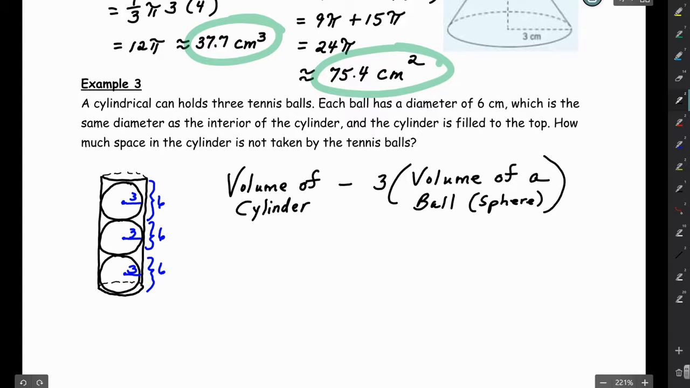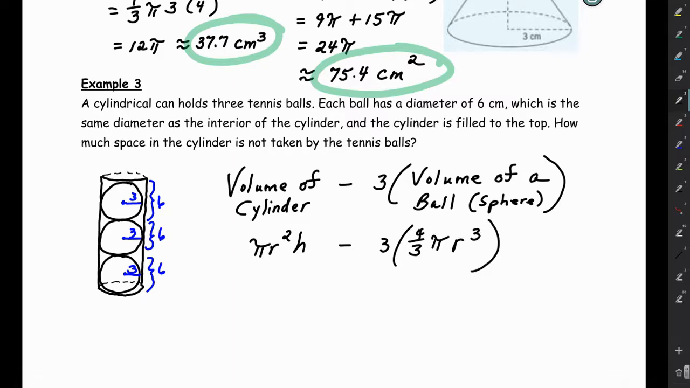So we're going to use our formula booklet to write out these formulas now. The volume of a cylinder is pi r squared h, and the volume of a sphere is 4/3 pi r cubed. And then we're just going to fill it in like we've done for everything else. The total height of our cylinder is 3 times 6, 6 plus 6 plus 6, that gives us 18. 3 times 4/3, that's just going to leave me with 4 pi and then r cubed.